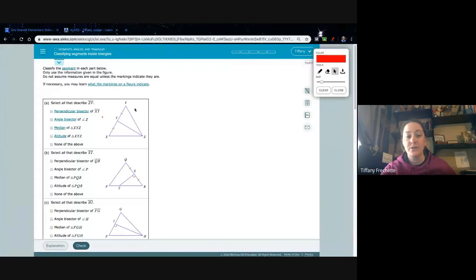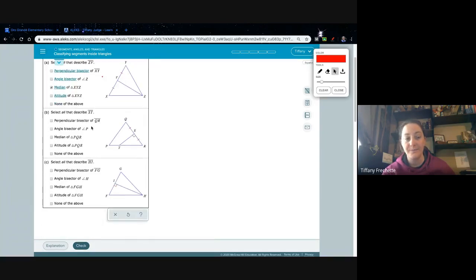Median. So this line goes from the vertex and it goes right to the midpoint here. I know it's the midpoint because I have a tick mark and I have a tick mark. So YV is congruent to XV. So I can see that. So that means that this point right here must be a midpoint. And that's the definition of median, to go from the vertex to the midpoint. So I will click median. Altitude requires a 90-degree angle. So I'm not going to click altitude.